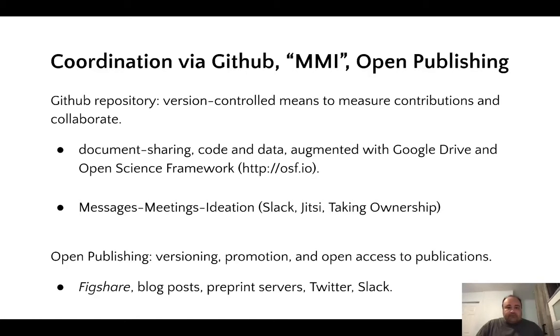We also engage in open publishing. Open publishing is key to what we're doing. We do a lot of versioning, so we put out different versions of a document. We do a lot of promotion of the open publishing artifacts, and then we allow for open access to our publications, because if people can't read them, they're not really worth anything. So in this sense, we leverage a lot of technologies, a lot of approaches that are technologically based. For example, we use Figshare, we use blog posts, we use preprint servers, we use Twitter, and we use Slack. All those things are enabling technologies for us.